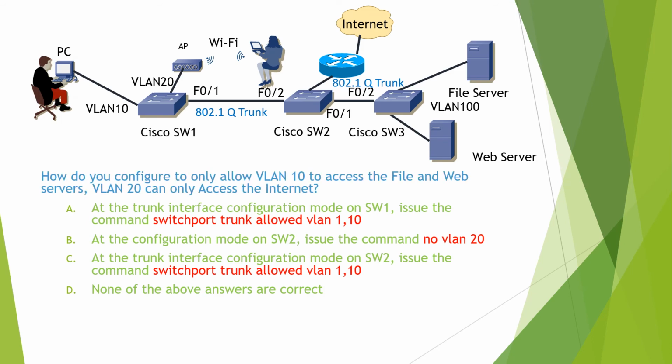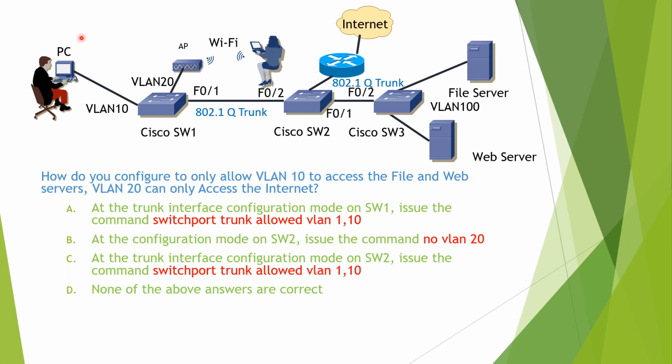How do you configure it to only allow VLAN 10 to access the file and the web servers? VLAN 20 can only access the internet. First of all, we notice that the file and the web servers belong to VLAN 100. So this question requires us to block traffic from one VLAN to another VLAN, or actually from one subnet to another. Let's look into this network diagram.